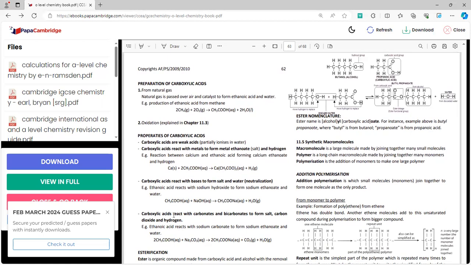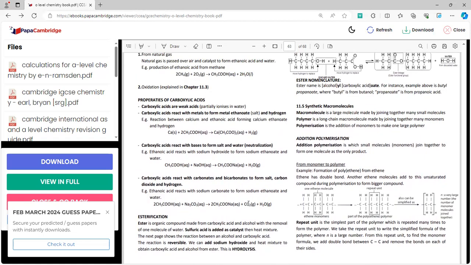Now we talk about how acids react with bases to form a salt and water. This is known as the neutralization reaction. And whenever you're told to construct an ionic equation, you should know that the ionic equation will be H plus to denote the acid plus OH minus to denote the base, which gives you a salt and water.